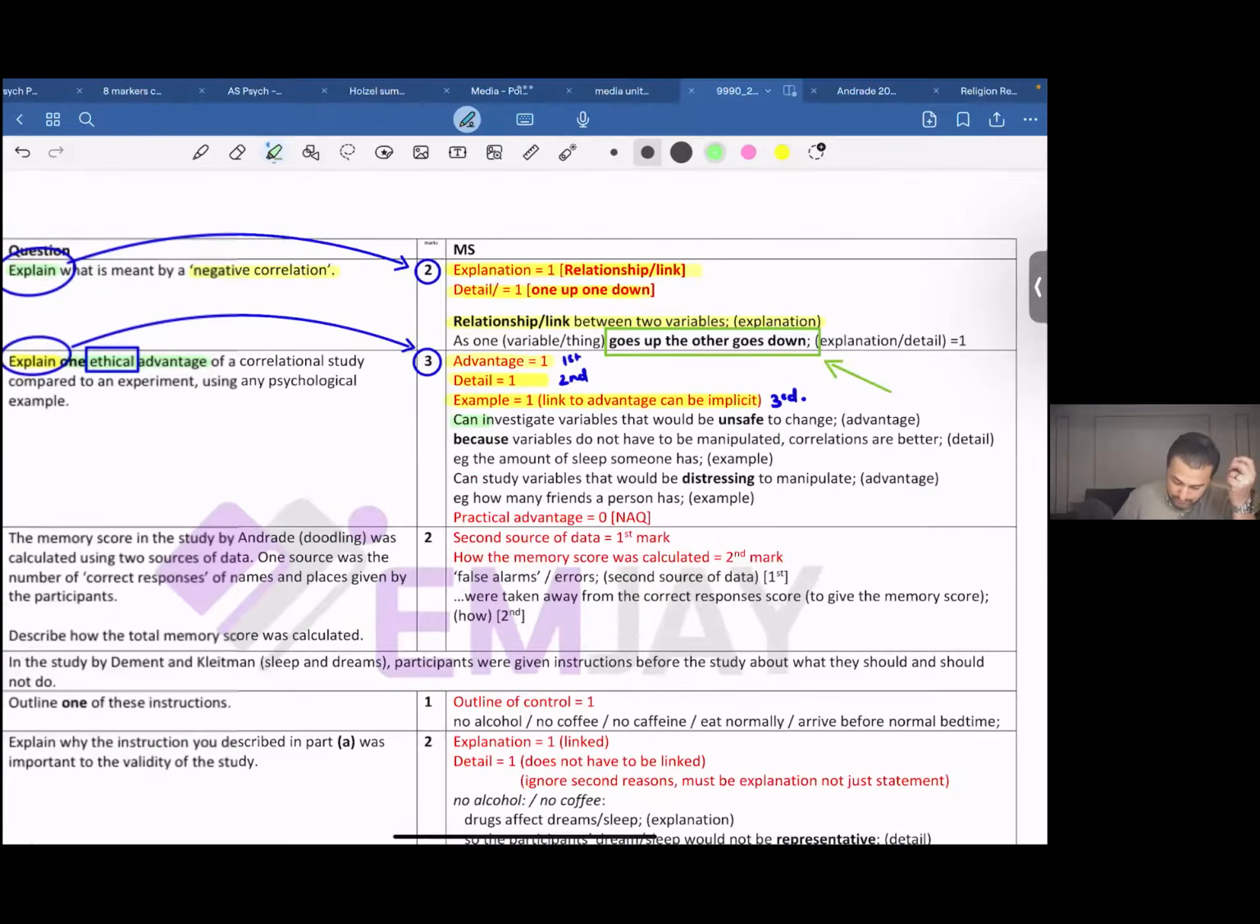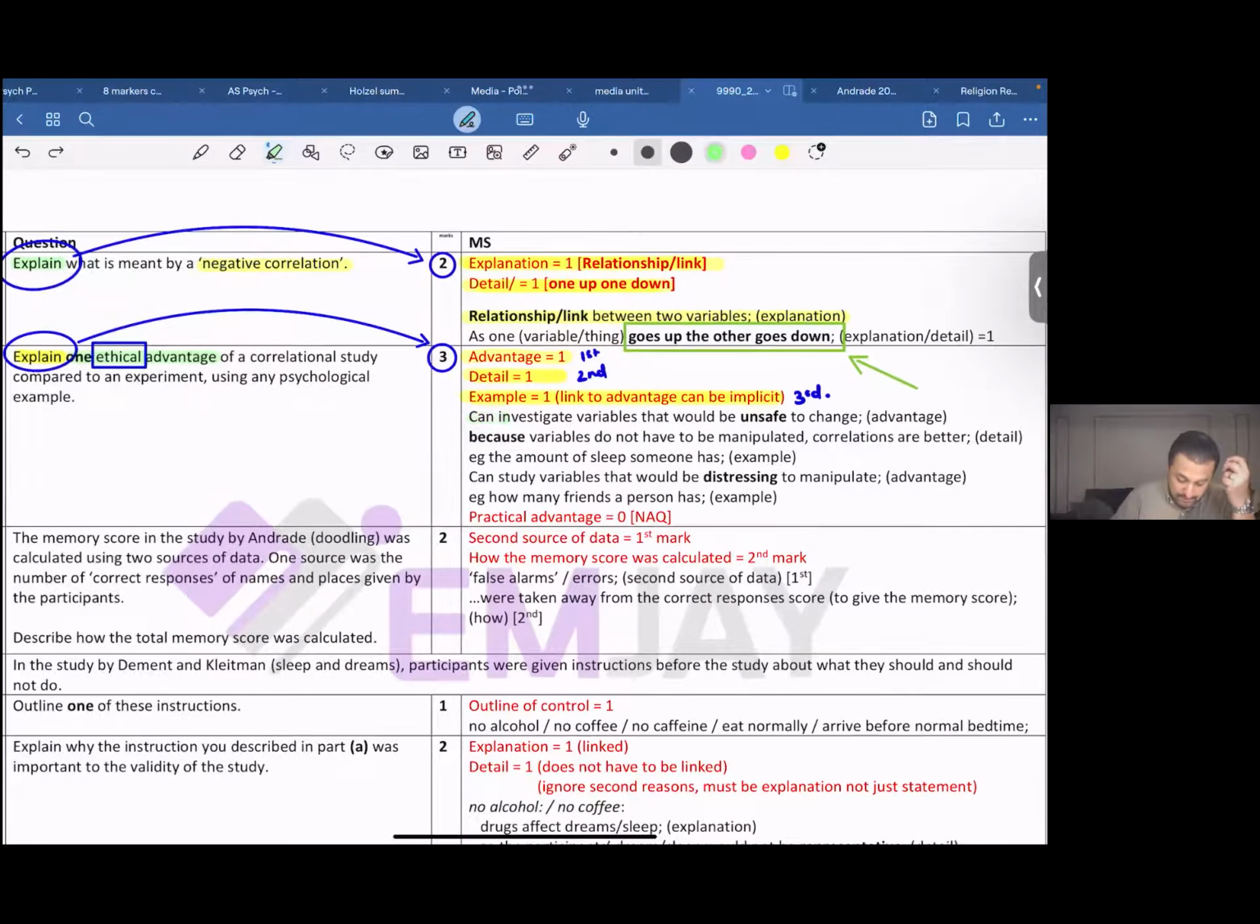Number one, this, okay, let me show you the question again. I'm not sure because the font over here is too tiny. So yeah, the question again was explain one ethical advantage of a correlational study compared to an experiment using any psychological example. So you could write, correlations can investigate variables that could be unsafe to change. Now, what all is required over here? Number one, your understanding, your grip, and your ability to apply correlational studies is very important, right?